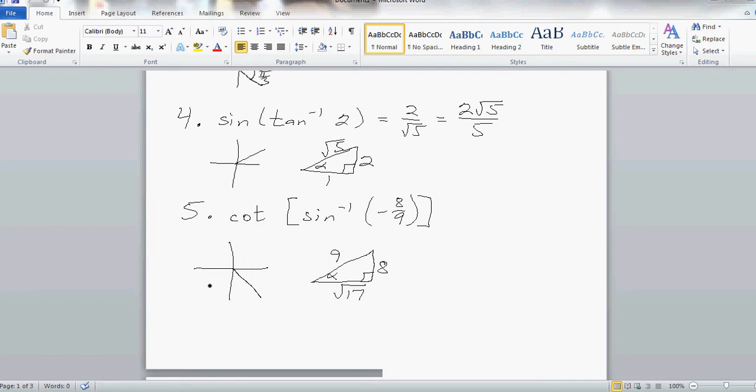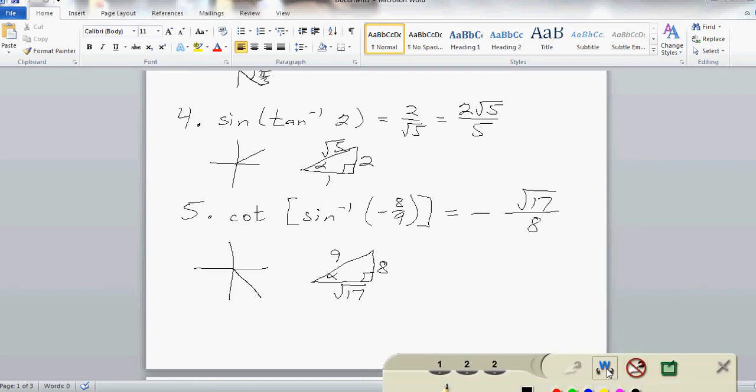Well, let's deal with the sign first. Cotangent here in the fourth quadrant is negative. So we know it's going to be negative something. Cotangent is the reciprocal of tangent. Tangent is opposite over adjacent. So cotangent would be adjacent over opposite, or square root of 17 over 8, which does not simplify any further, and so that is the final answer for number 5.